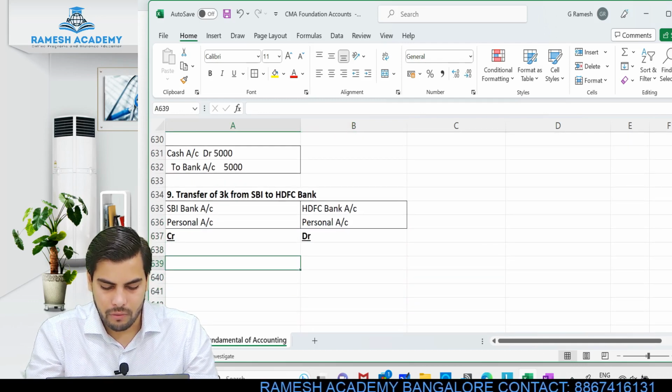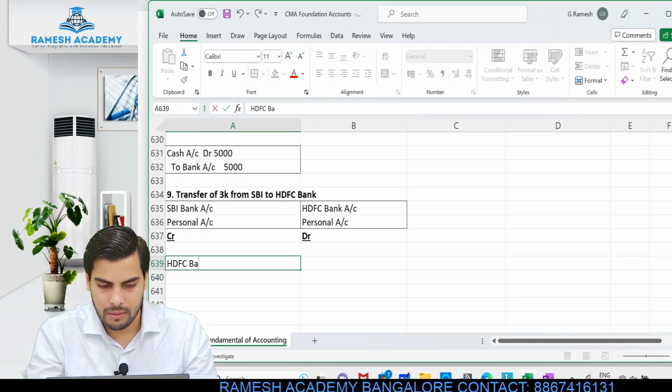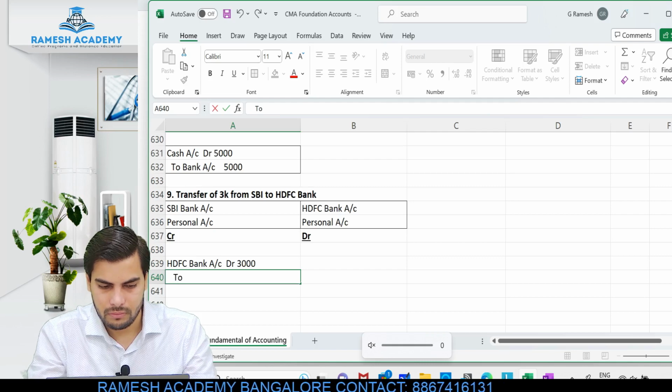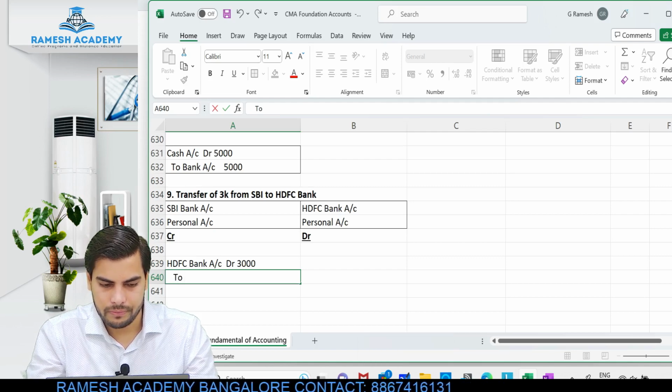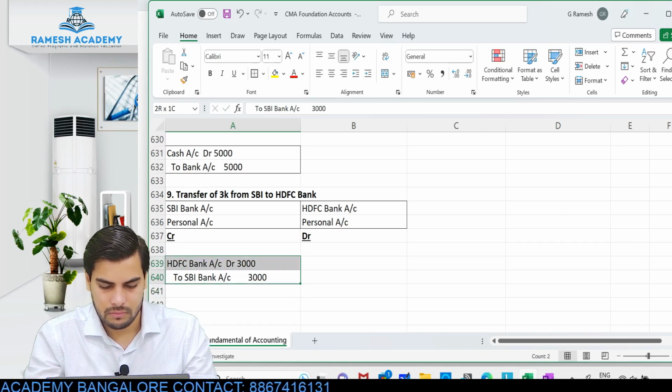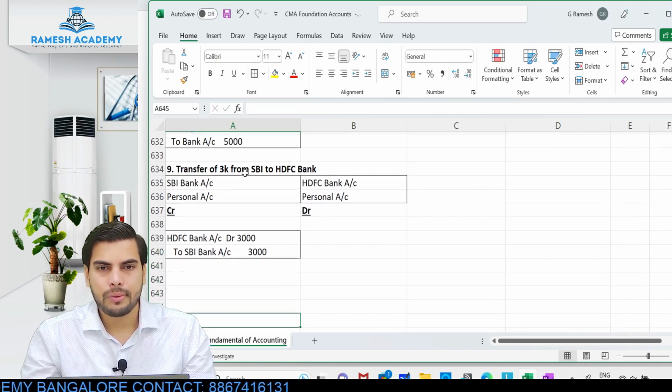So the journal entry will be what? The journal entry would be HDFC bank account debit 3,000 to SBI bank account. This would be the entry.